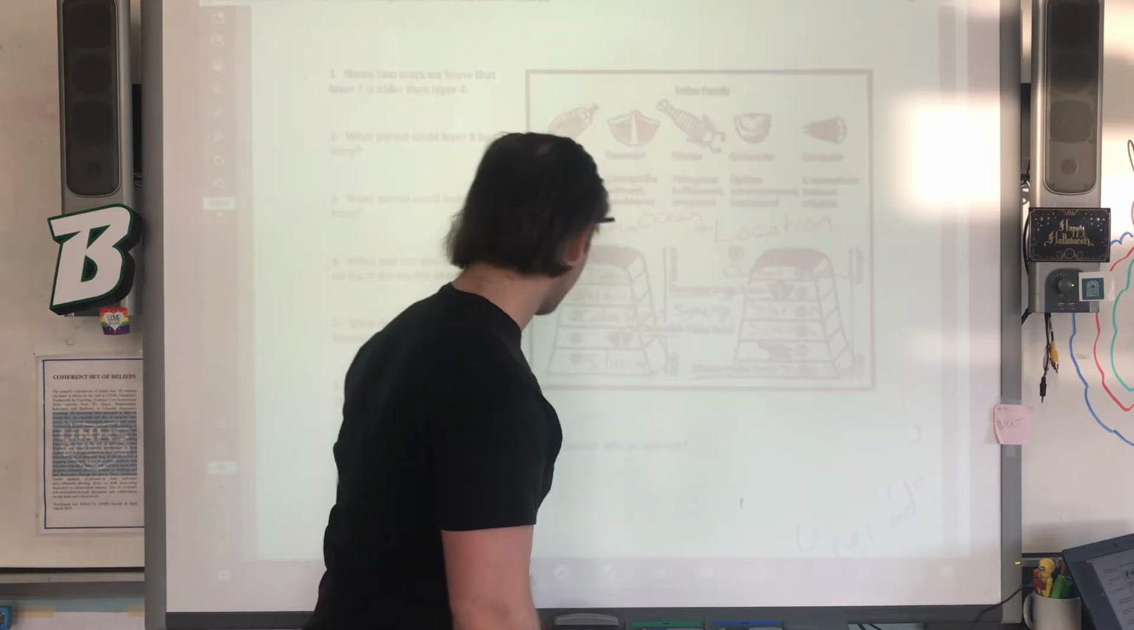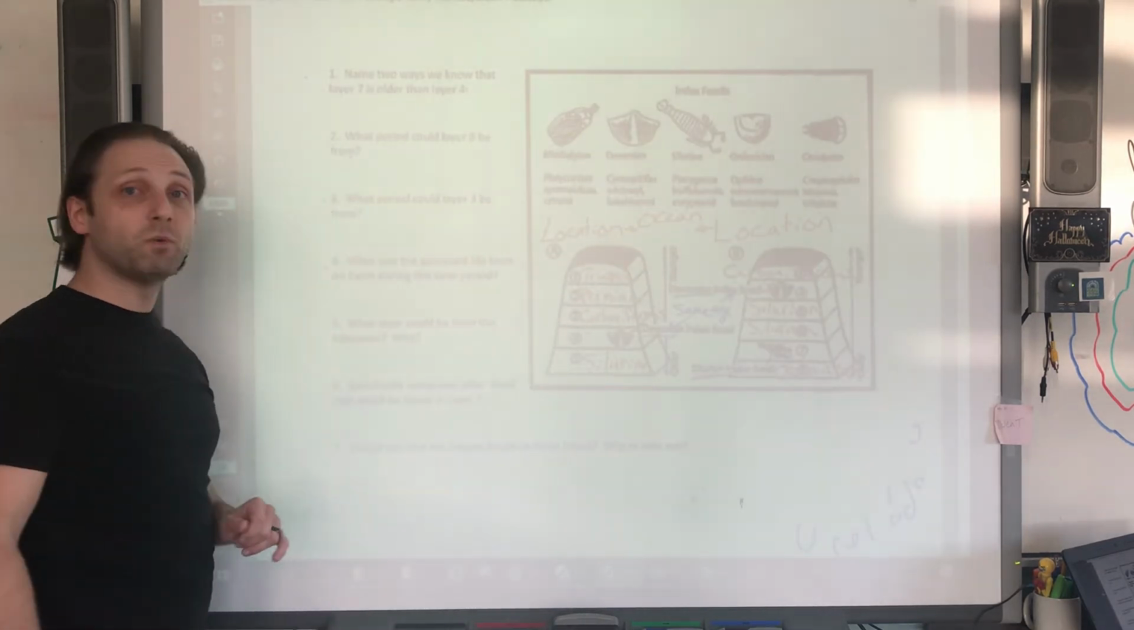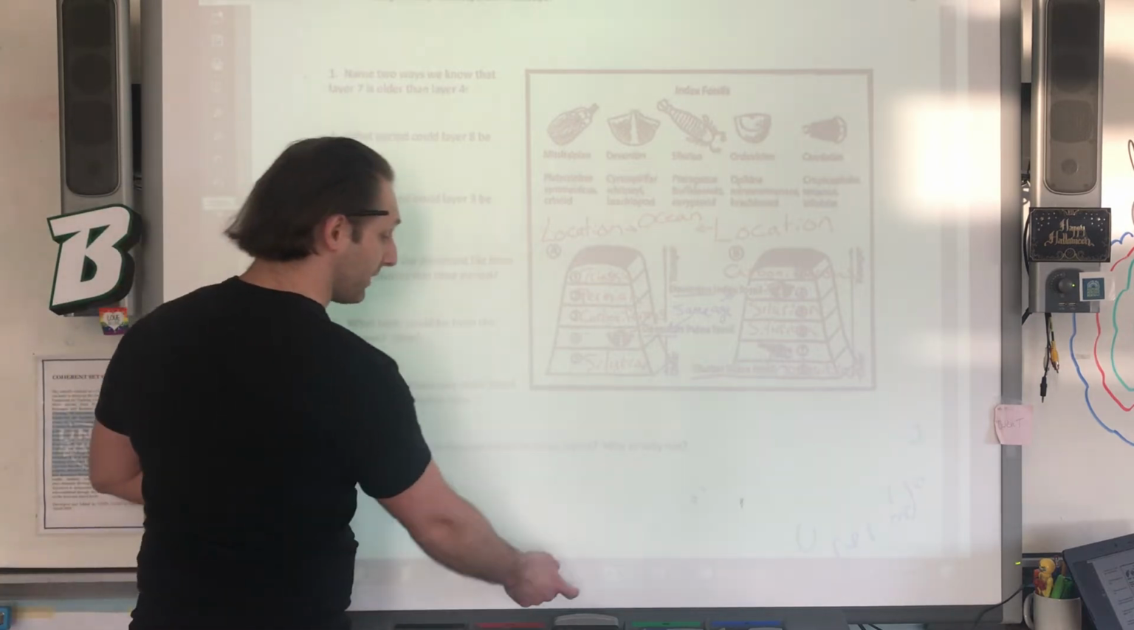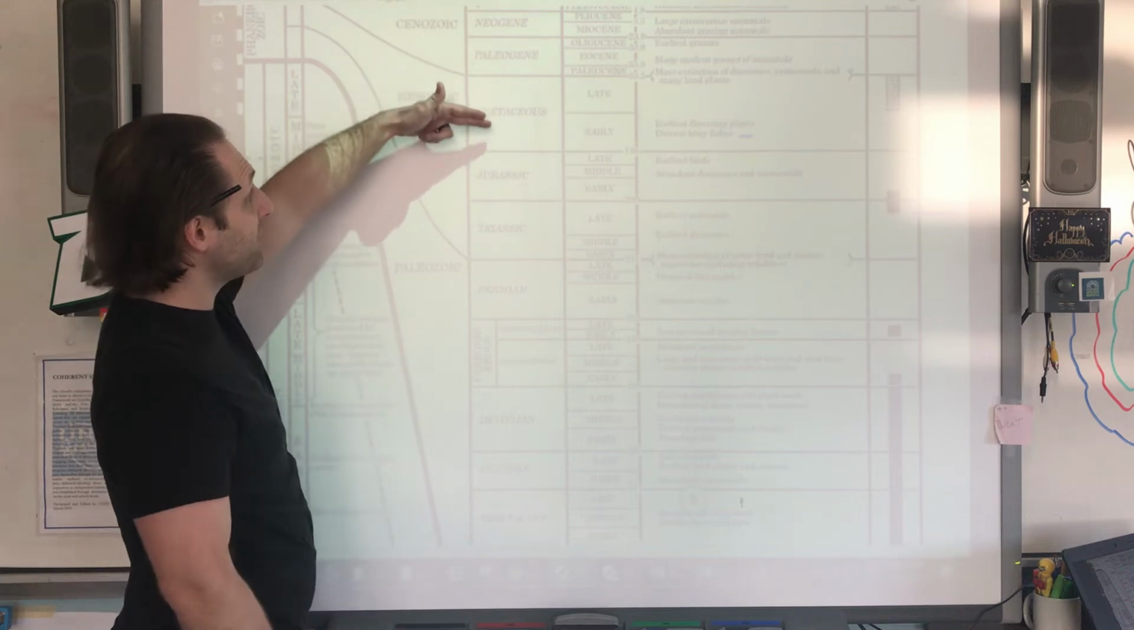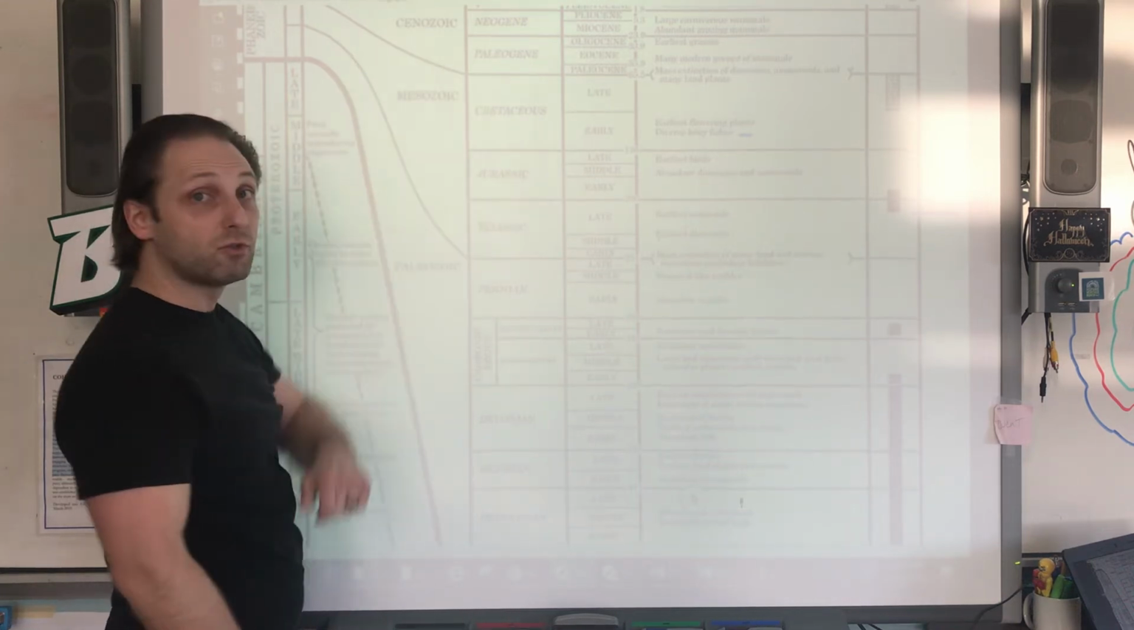Okay? Now, number 5, which one could be from the Mesozoic? Well, we've got to look at our reference tables and find our Mesozoic era and then see which of these periods of time is in the Mesozoic. Triassic.